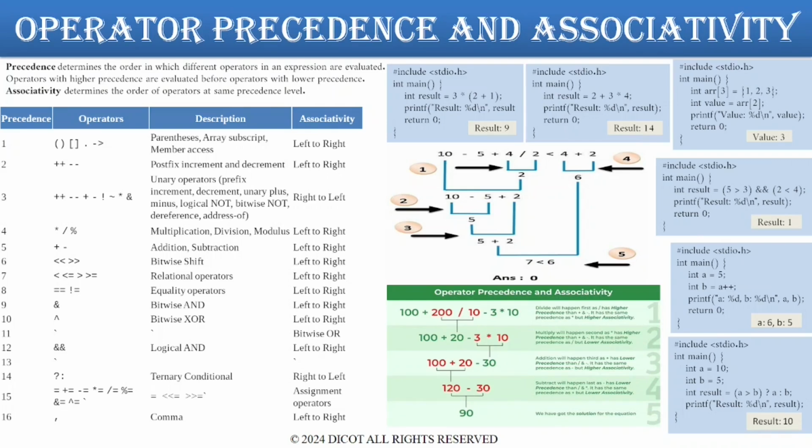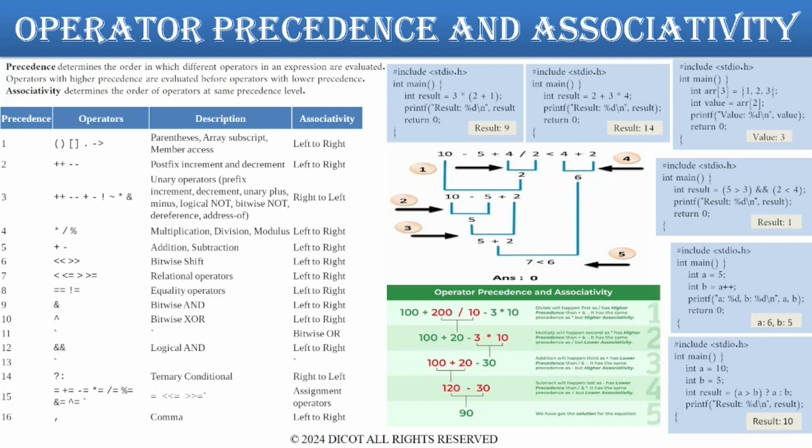Let's try to evaluate the expression 100 plus 200 by 10 minus 3 into 10. Here division operator and multiplication operator have the same precedence, that is star and slash. But what is the associativity between them? Left to right. That means the operator at the left, that is slash, will be evaluated first. So we will evaluate 200 by 10 first, we get 20. Then we will evaluate 3 into 10, which is 30.